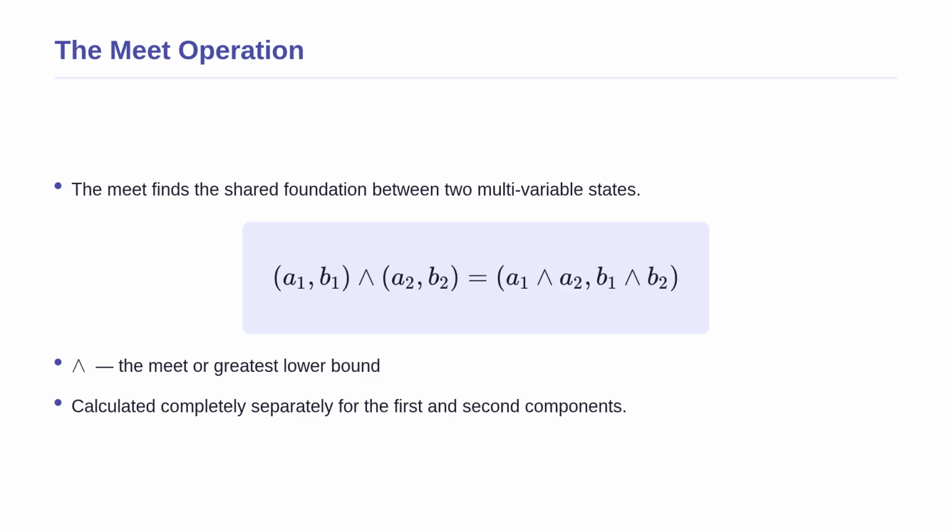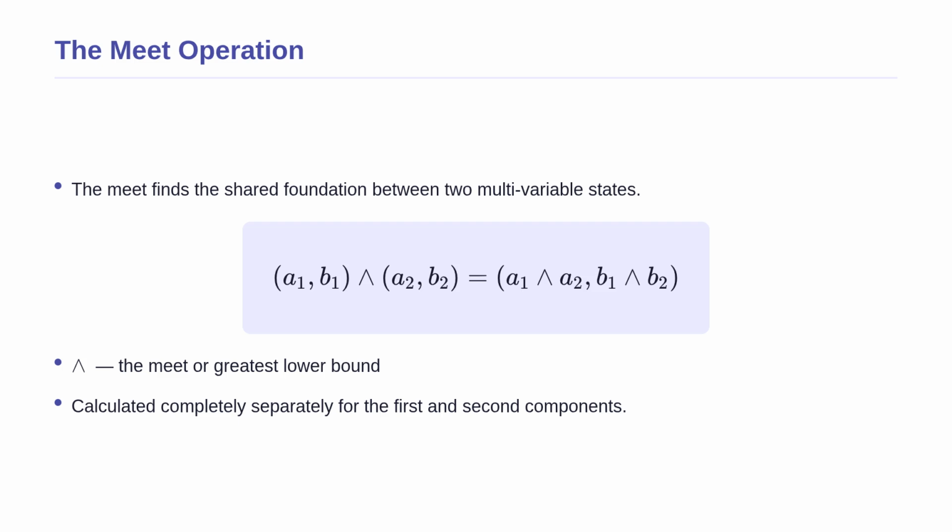Just like the join operation, we also need a way to find the greatest lower bound, or meet. The formula for the meet works on the exact same principle. The wedge symbol represents the meet operation. We calculate the meet of two pairs by finding the meet of the first components and the meet of the second components completely separately. This creates a new pair that represents the largest possible value that is still smaller than both of the original pairs.